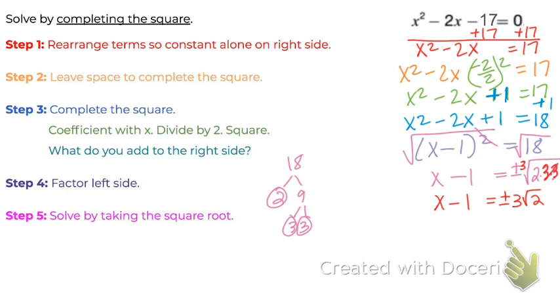Now the last step is to move that minus 1 by adding 1 to both sides. And when you do, you get 1 plus or minus 3 square root of 2.